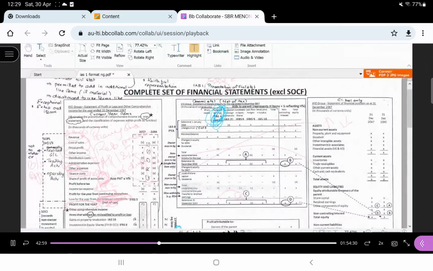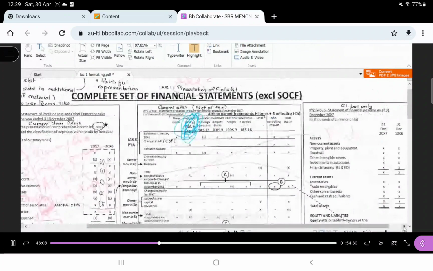Okay. Then, if I'm not wrong, last week I did teach you what the SOC is. I told you it's the cumulative statement. What does it do?